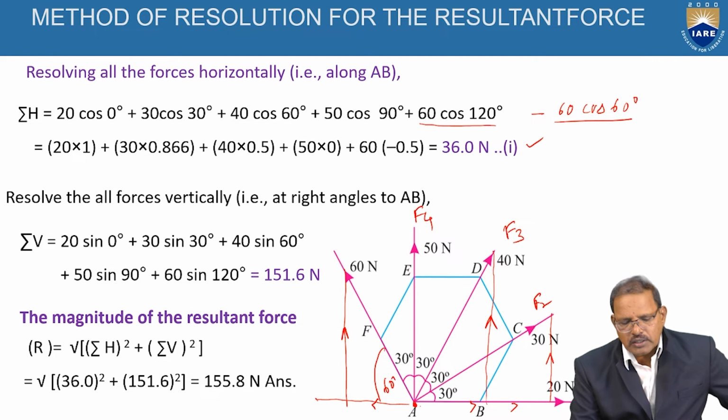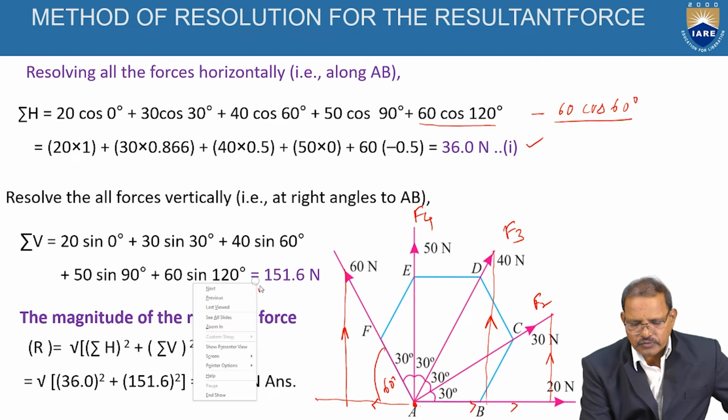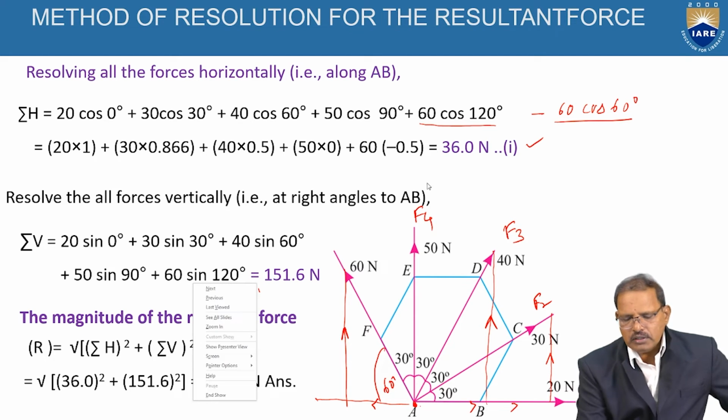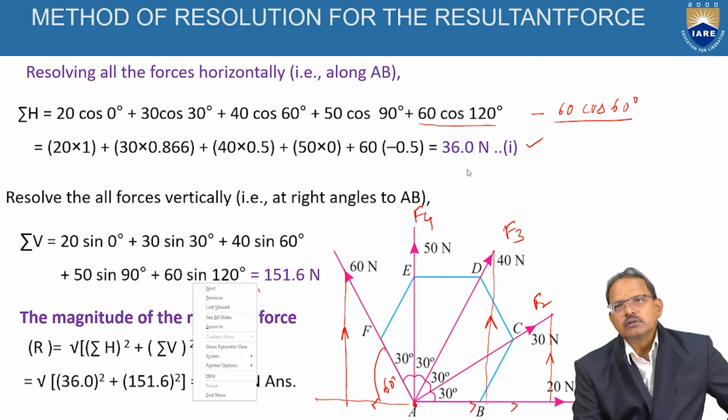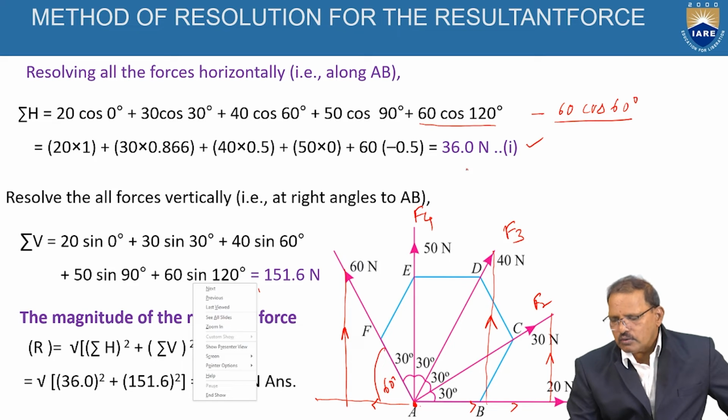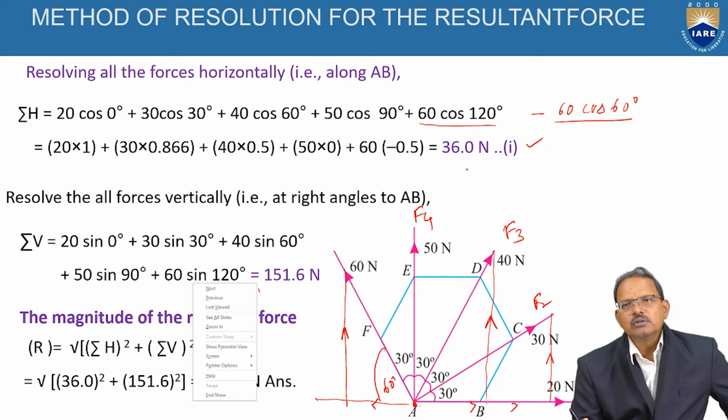Now the vertical component, 151.6, is positive. Similarly, the horizontal component is equal to 36.0, which is also positive. Since the x component and y component are both positive, the resultant force always lies in the first quadrant. That means from 0 to 90 degrees now.